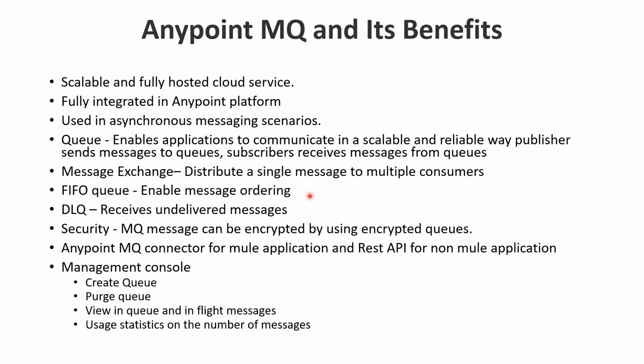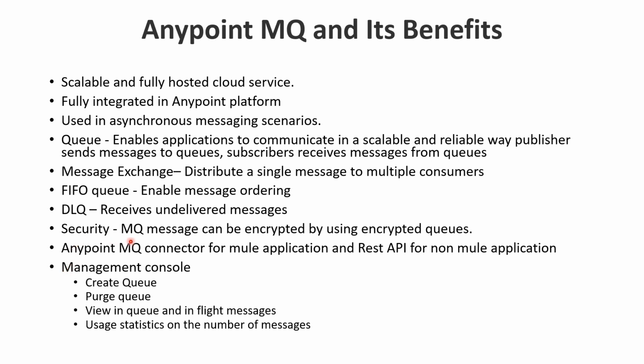If the ordering of the messages is important, then we can use a FIFO queue. We can use a dead letter queue to send undelivered messages to the DLQ. We can configure the DLQ in the queue configuration, and the message can be delivered to the DLQ after a certain number of unsuccessful delivery attempts. We can provide security by using an encrypted queue, so messages can be encrypted.